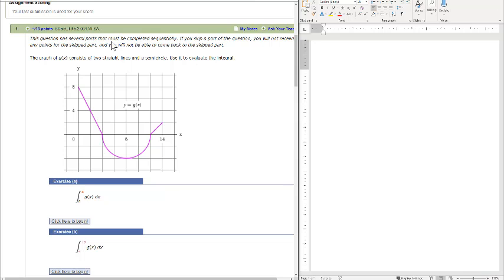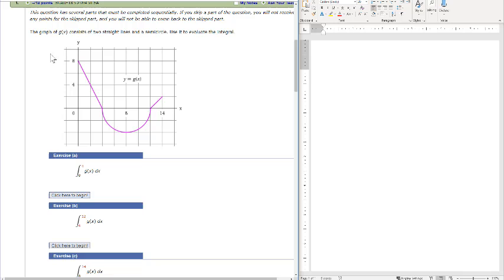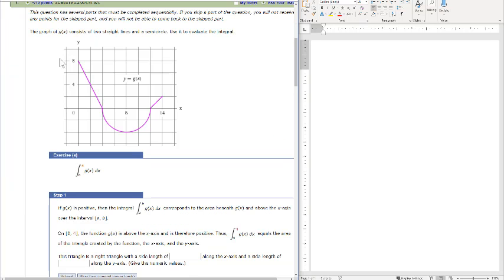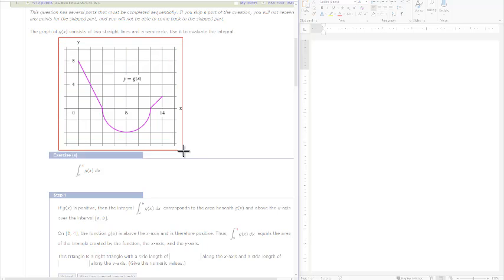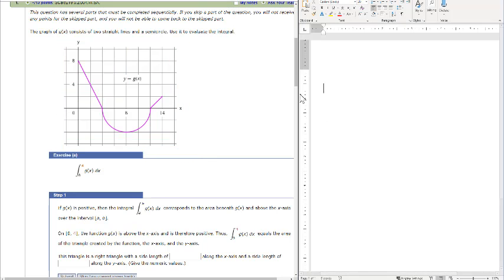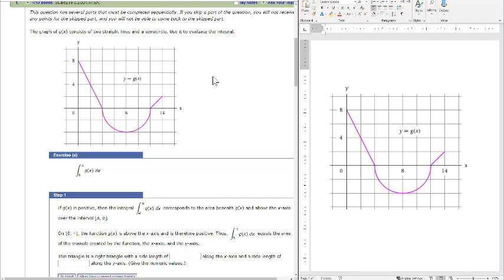Let's do this question from your lab assignment from section 5.2. The graph g of x consists of two straight lines and a semicircle. Use it to evaluate this integral. So we have several integrals to evaluate, and it's going to go down here. Let's go ahead and take a picture of this so that we can refer to this graph as we move along.